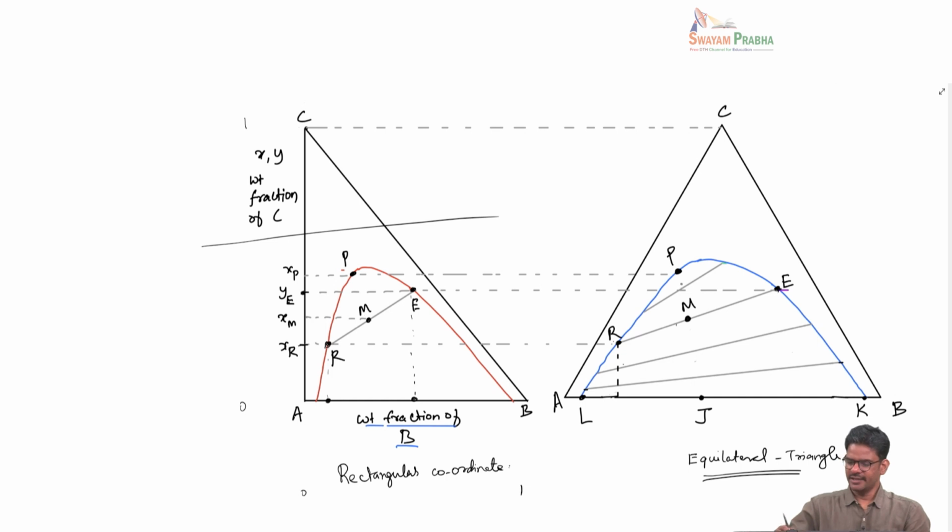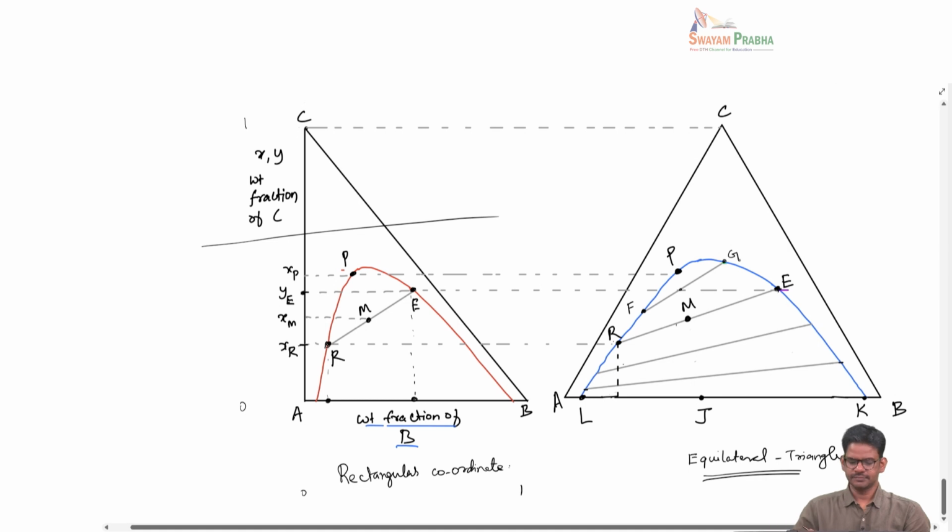Similarly, I can take another tie line here. Let's call this F and G. Corresponding to this point, you can find the YG, and then using the corresponding value of weight fraction of B for this point, you can map that point somewhere here.